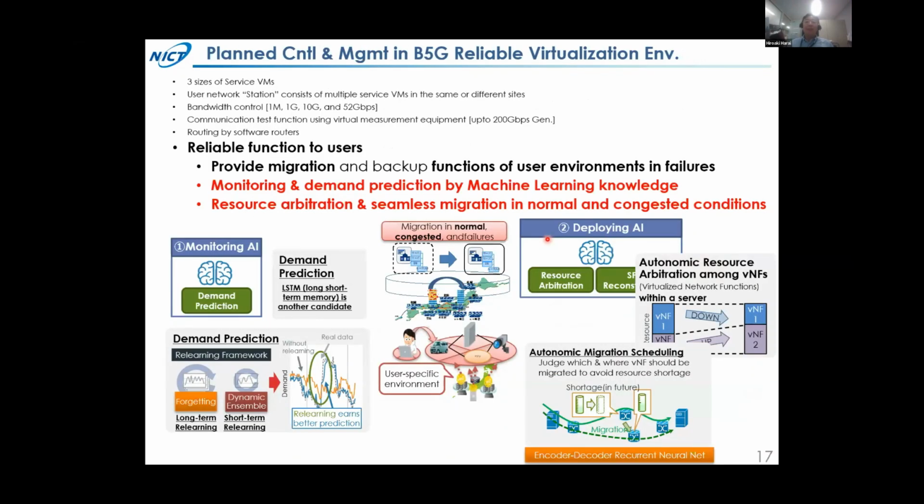We have a plan to transfer our developed control and management technology to the Beyond 5G reliable virtualization environment. Namely, monitoring and demand predictions are done by machine learning, and resource arbitration and seamless migration in normal and congested conditions are offered.